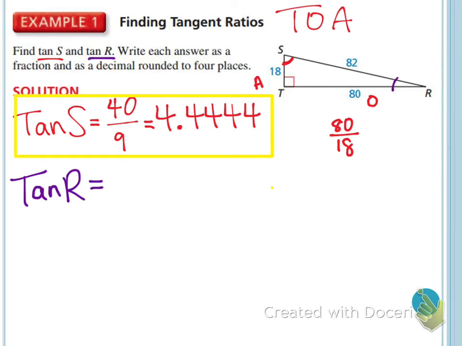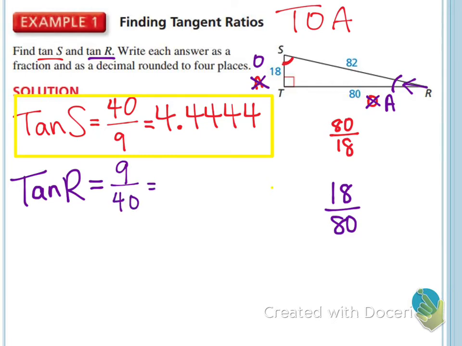Tangent from R. So from R, what's the opposite? 18. And then what's the adjacent? 80. Because the hypotenuse will never change, it's just going to be the opposite and adjacent that change. So this time for R, opposite is 18, adjacent is 80. Again, what is that reduced to?